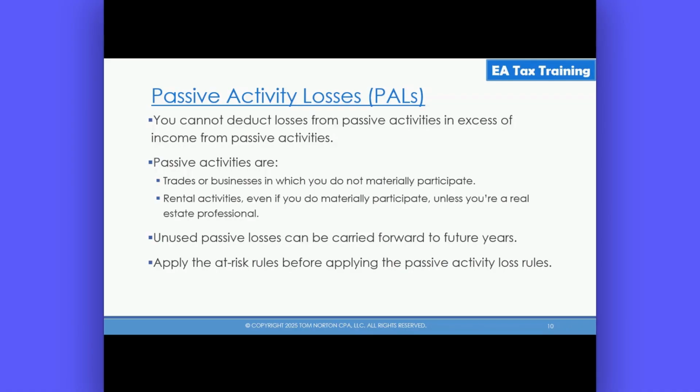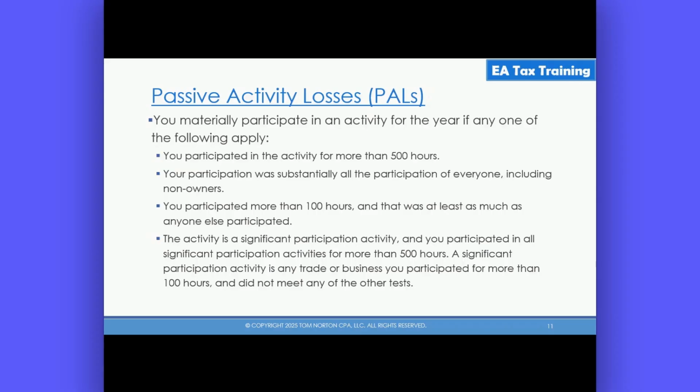that activity. So what do we mean by material participation? So you materially participate in an activity for the year if any one of the following apply. So remember, passive activity losses can only offset passive activity income.